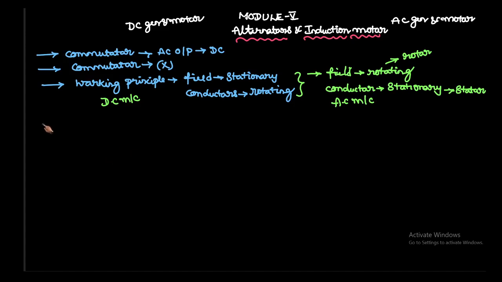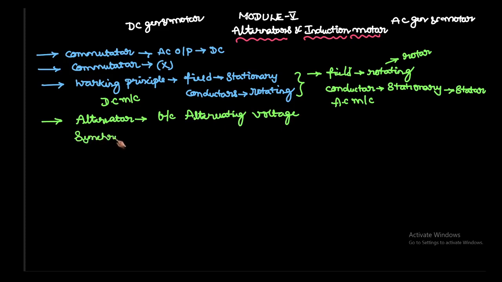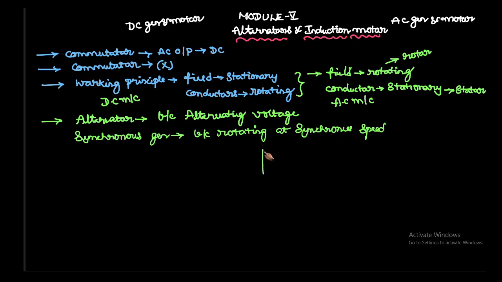Next we will see what the alternator is. How did it get this name? The alternator is called so because it produces alternating voltage as the output. It is also called a synchronous machine, or a synchronous generator. Why is it called a synchronous generator? Because it rotates at synchronous speed. We will see what the synchronous speed is. That's why it is called the synchronous generator. The basic principle we have already seen in the case of the DC generator or AC generator.